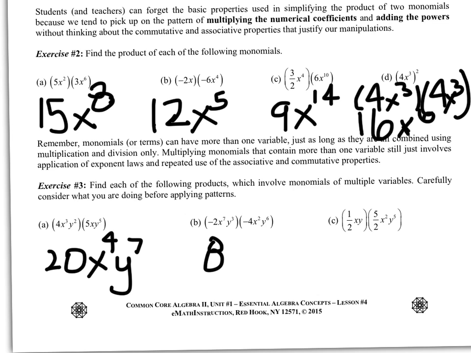In B, we're going to get a positive. Remember, a negative times a negative is a positive. So 8x to the power of 9.